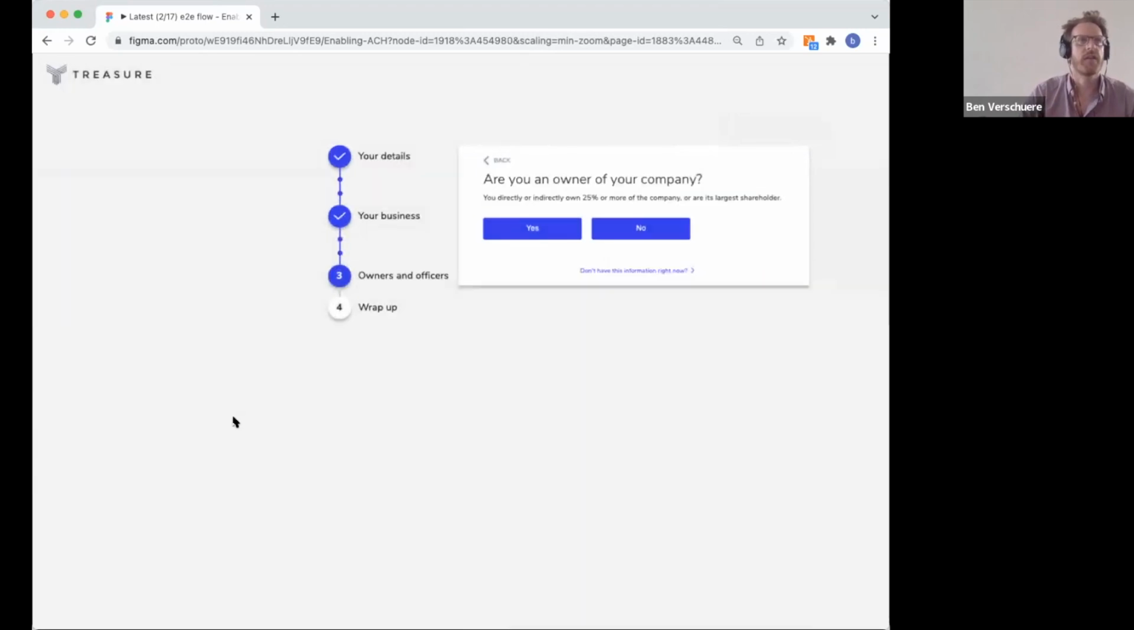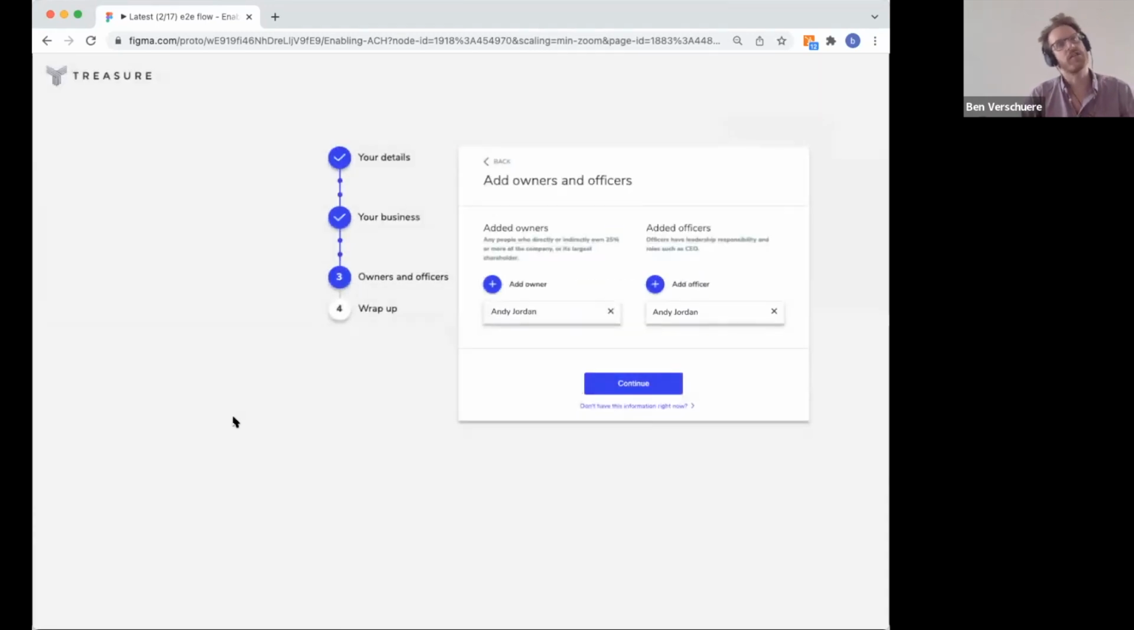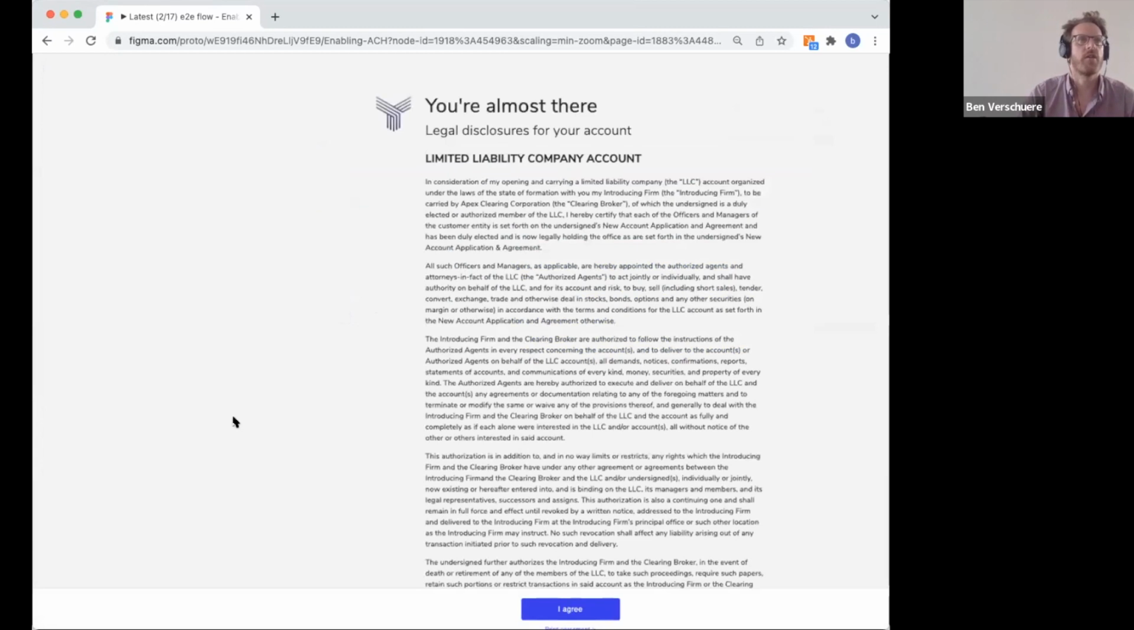We ask if it's the owner of a company. Also, we need to have an officer. We check that for each application, we have one owner and one officer. And now we are ready to wrap up the sign up, agreeing on our customer agreement.